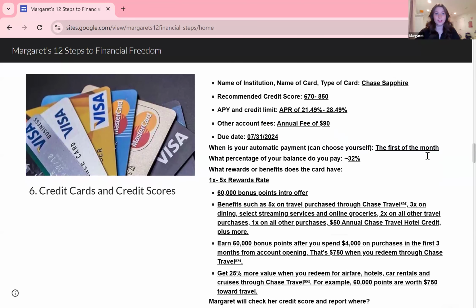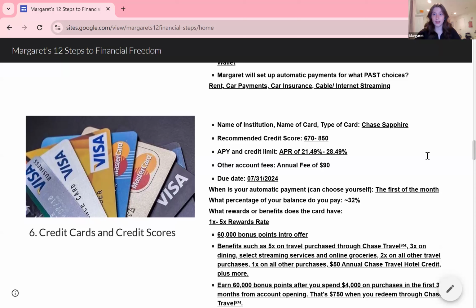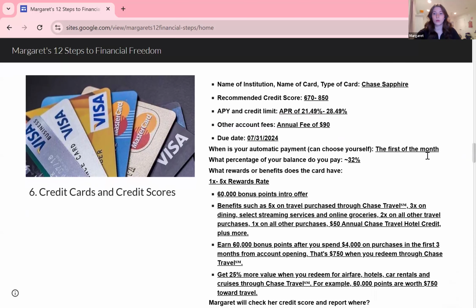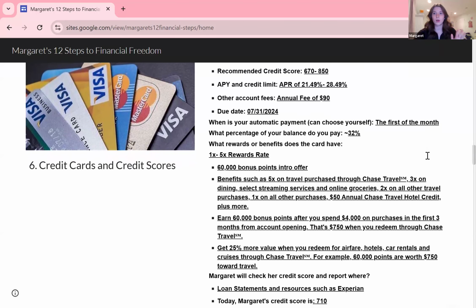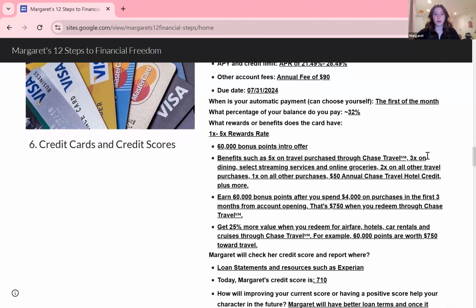Next, for step number 6, we are going to be looking at credit cards and credit scores. Once again, we're going to be looking at what type of credit card we can get that best suits our lifestyle, things like fees and cash back that can really help us with all of the things that we want in a credit card.